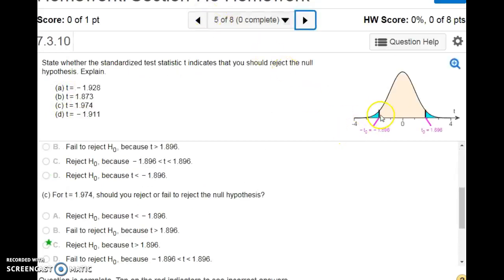Number 5 is the same way, just a two-tailed test. So if you're further away in either direction, you're going to end up rejecting your null hypothesis.